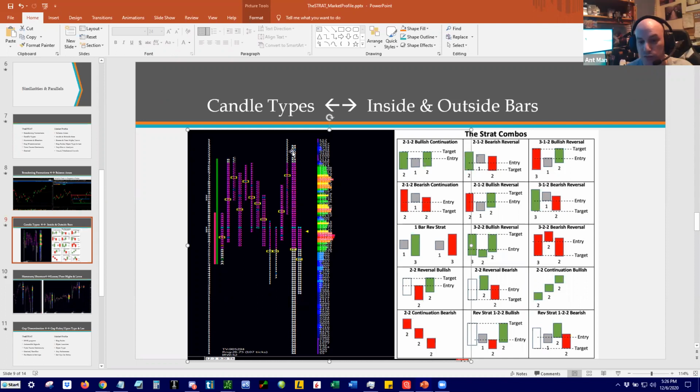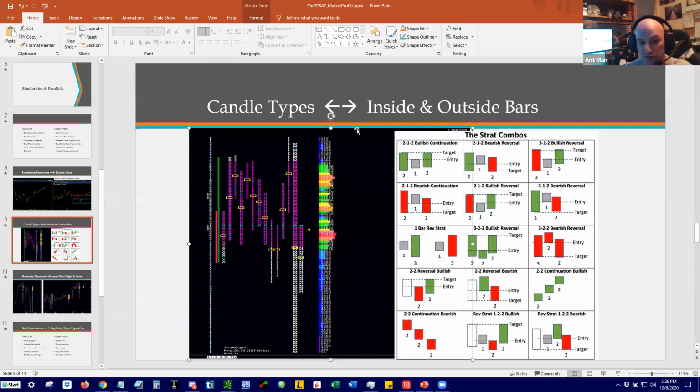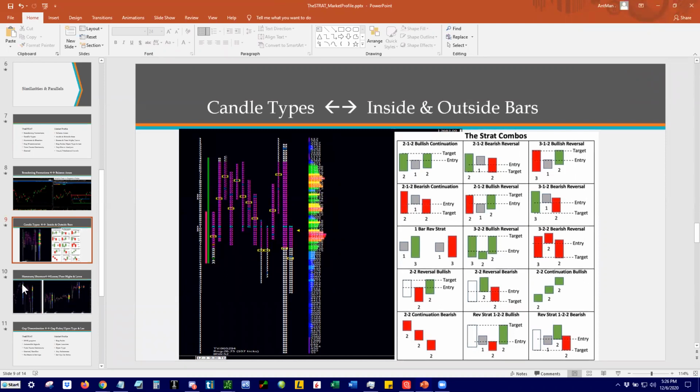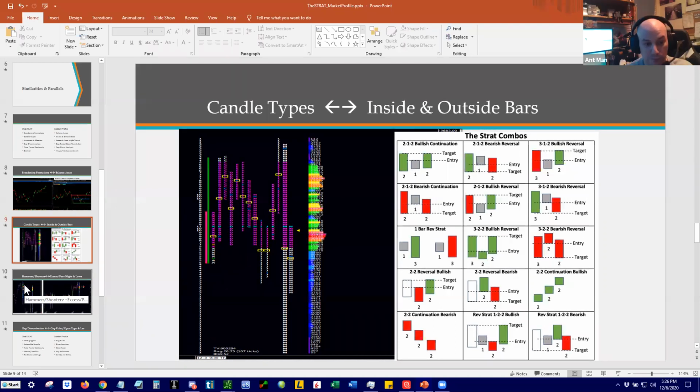Which is just like the 1-bar ref strat, where you have a 1 candle, and then you have it try to go 2 to the upside, and then it fails and goes down, becomes a 3. Gotcha. Which is actually one of my favorite strat setups, that 1-bar reversal. Yes. It's a beauty. Yeah.